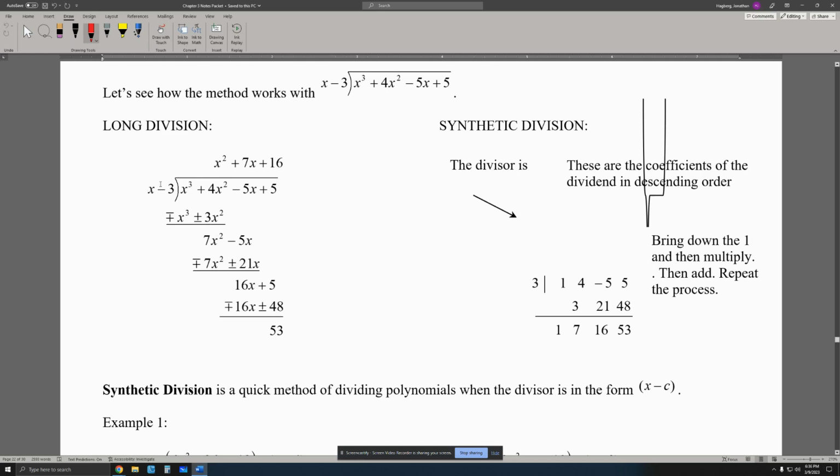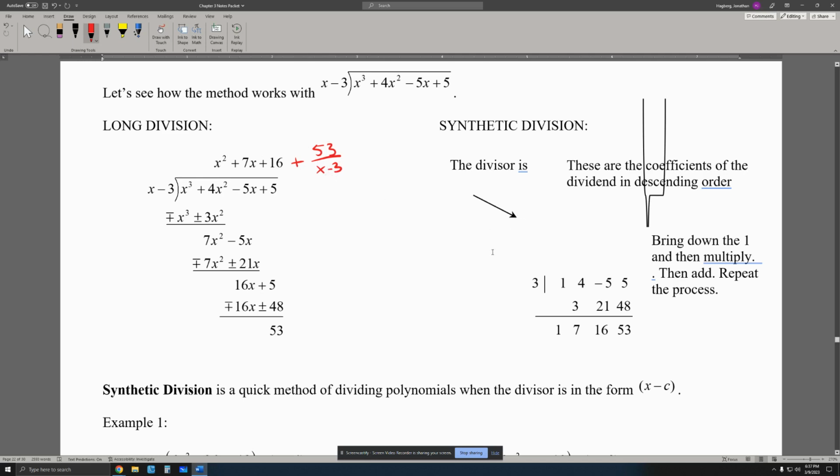And finally, what quantity do I have to multiply x by to get to 16x? The answer is 16. So we multiply x minus 3 by 16, and we get 16x minus 48. When we subtract these, we have 5 minus negative 48, and we get 53. So we find that when we divide these out, we get the quadratic x squared plus 7x plus 16, and then we have the remainder plus 53 over x minus 3. This last term is not a power term. This isn't part of the polynomial. This would be a rational term, the remainder.